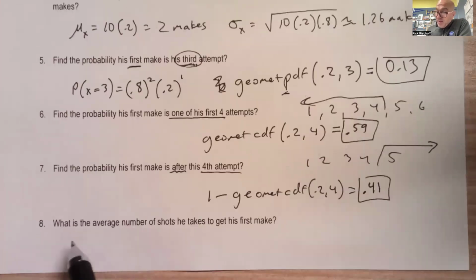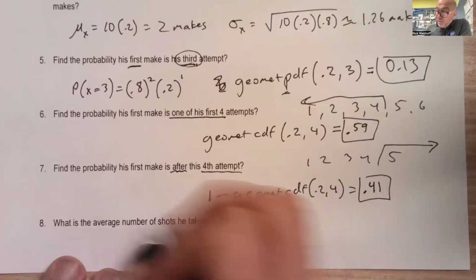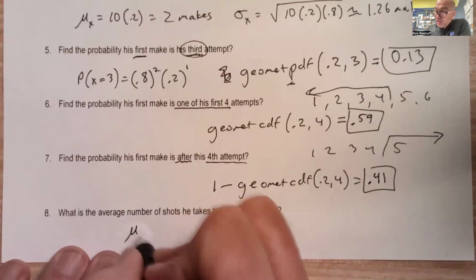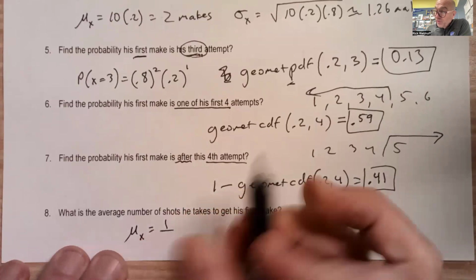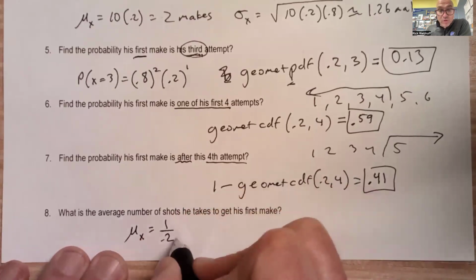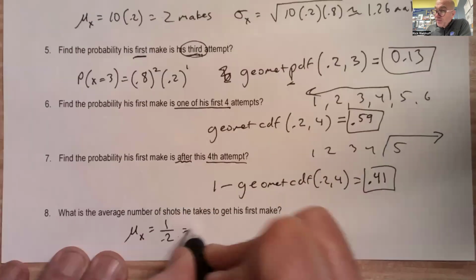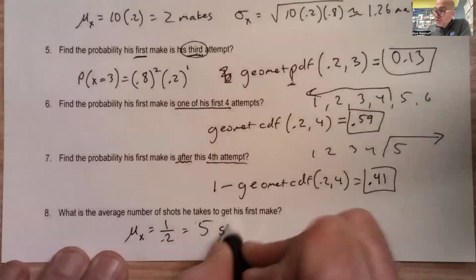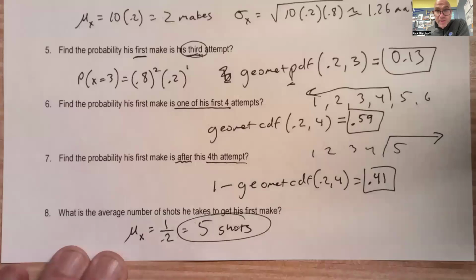And last one, what is the average number of shots he takes to get his first make? If he has a 20% chance, the average number of shots for his first make would be 1 over the probability, 1 over 0.2, multiply top and bottom by 5. We get 5 over 1, so 5 shots on average we would expect until he gets his first make.